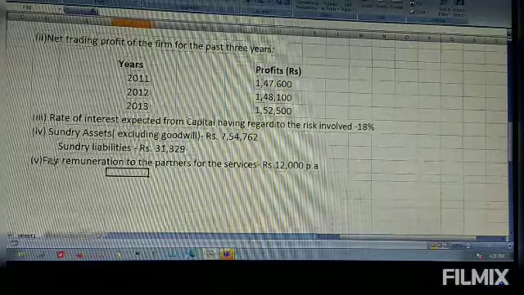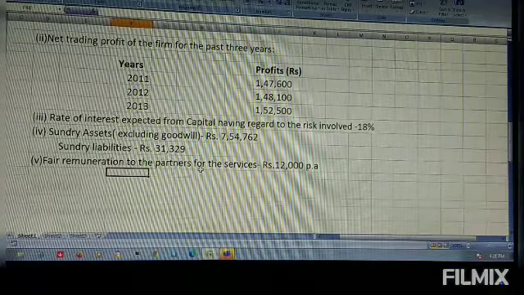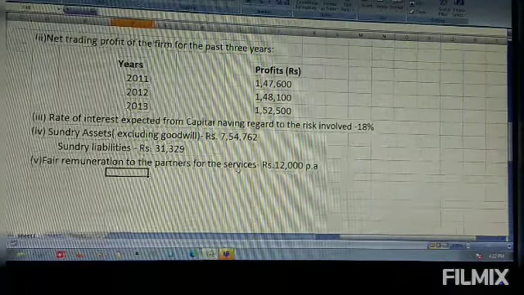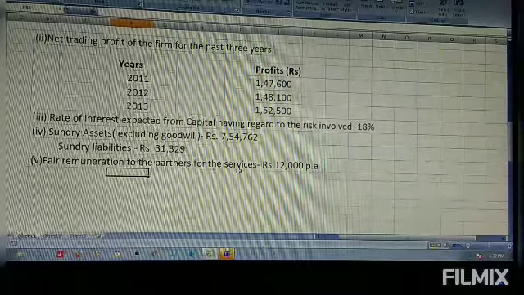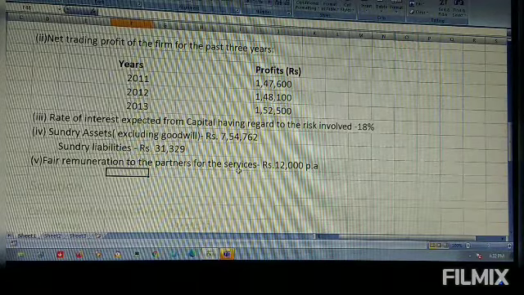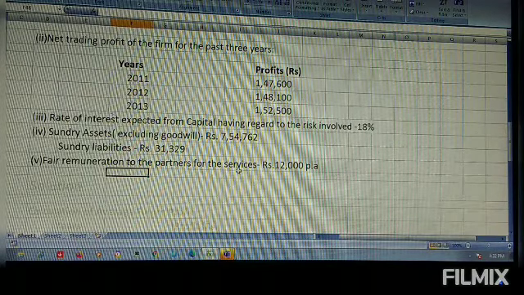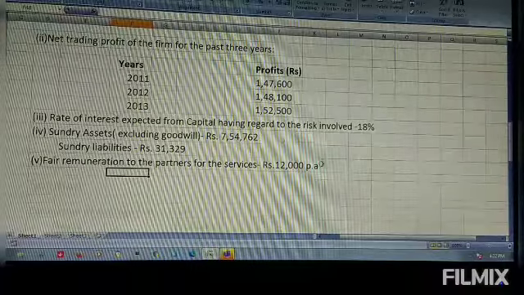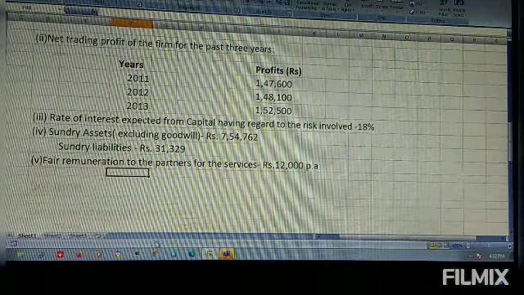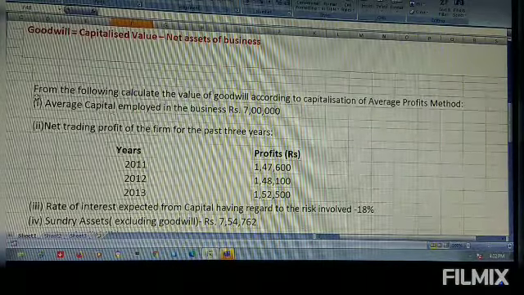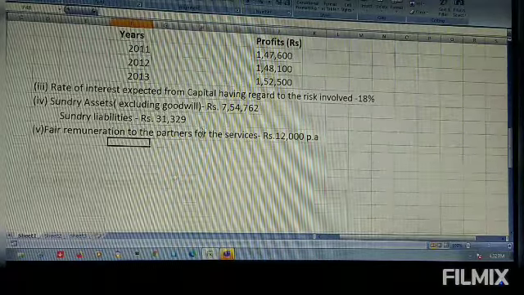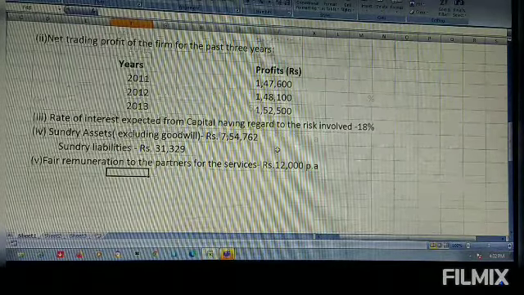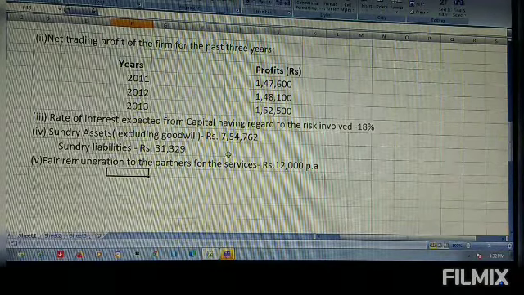Then the fifth point is fair remuneration to the partners for the services. If there are working partners, remuneration is to be given to them. Remuneration here includes salary plus some perquisites or benefits. So it is 12,000 per annum. This is the information given. So this is a problem. With the help of this information, we need to find out the goodwill.